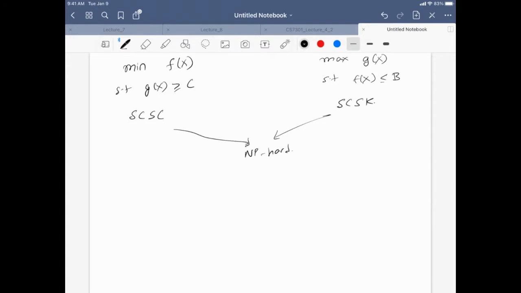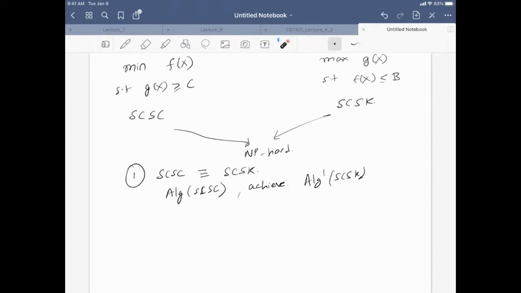Now one interesting theoretical result that you can show in this setting is that SCSC is in some sense identical to SCSK. What we mean by identical is that given an algorithm for SCSC with a certain kind of performance guarantee, we can achieve an algorithm prime for SCSK by using this SCSC algorithm a polynomial number of times.